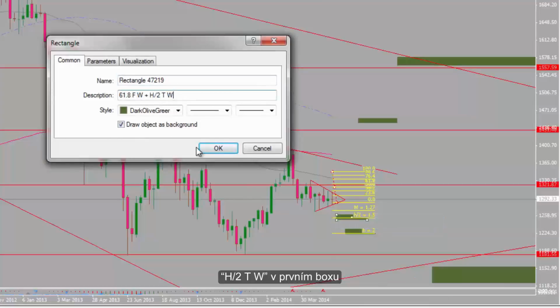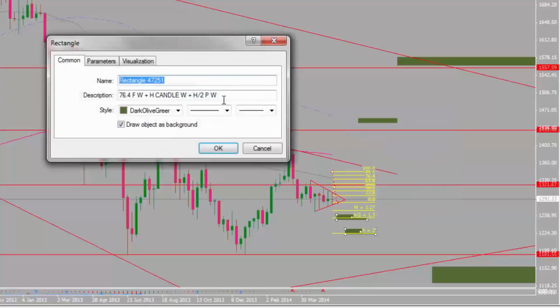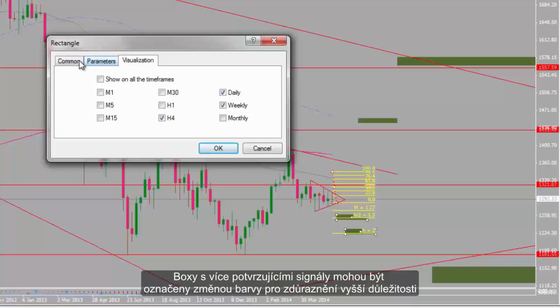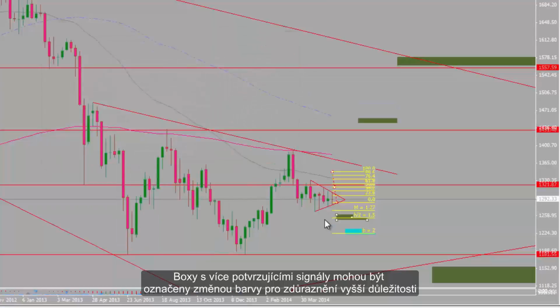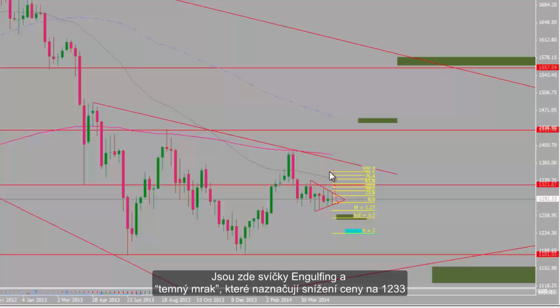H2 TW in the first box and HTW in the second box. The boxes with more confirmation signals can be marked by changing their colours to specify a higher importance level. There is not any other pattern on this last trend. There are engulfing and dark candles that show a probable price decrease to 1233.